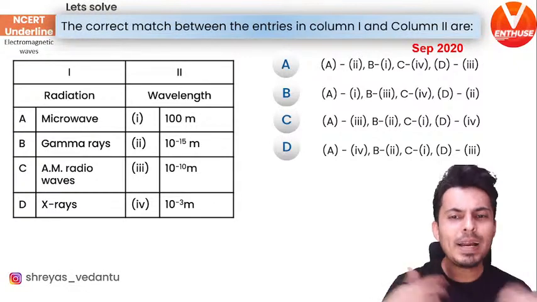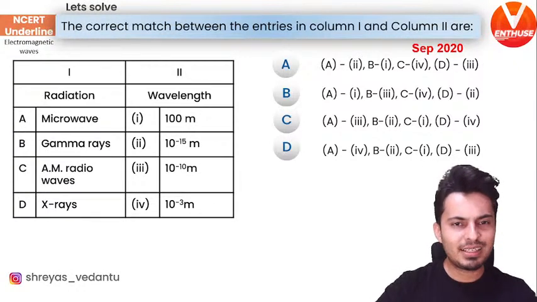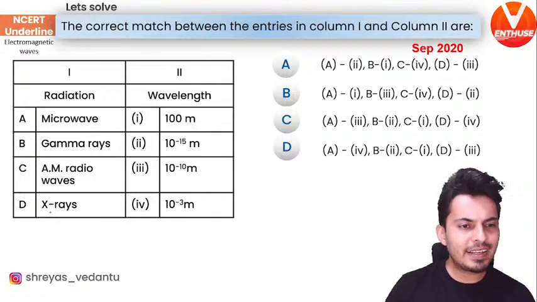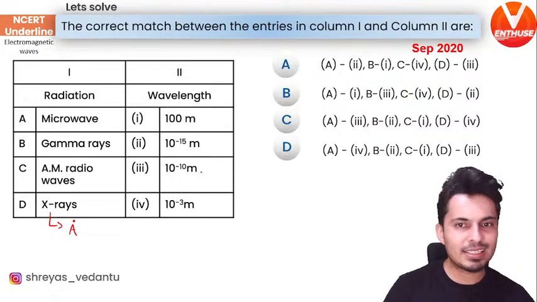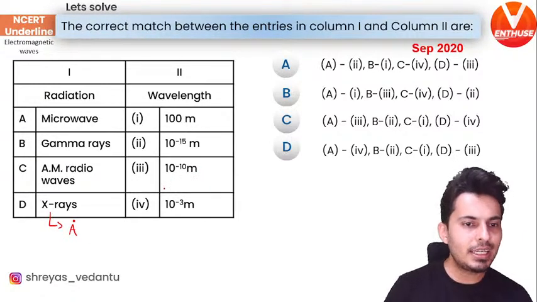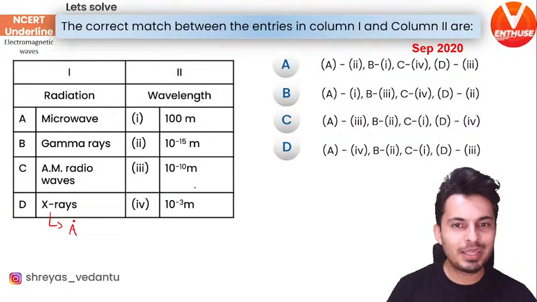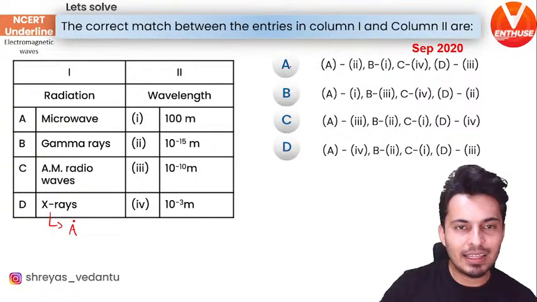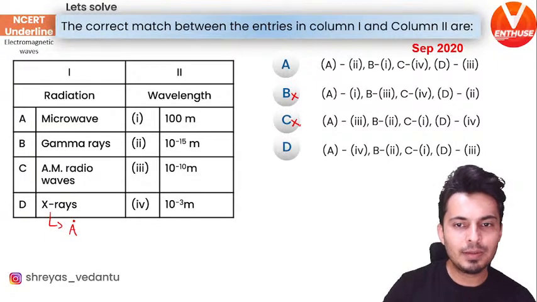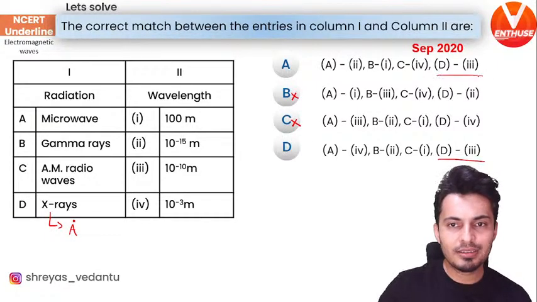Okay, so go by elimination if you do not know anything. The best is always to go by elimination. X-rays, I told you, are generally in Angstroms, and Angstrom means 10 to the power minus 10 meters. So D should go with the third option. So there are only two options, A and D. So B and C automatically get eliminated. D should go with the third option because X-rays are always in Angstroms.